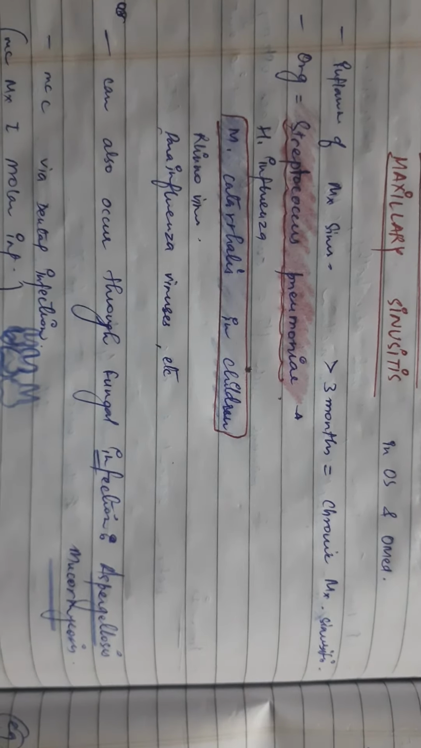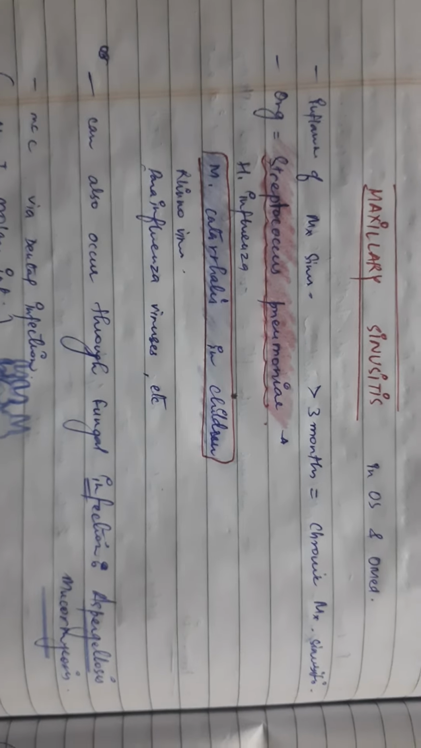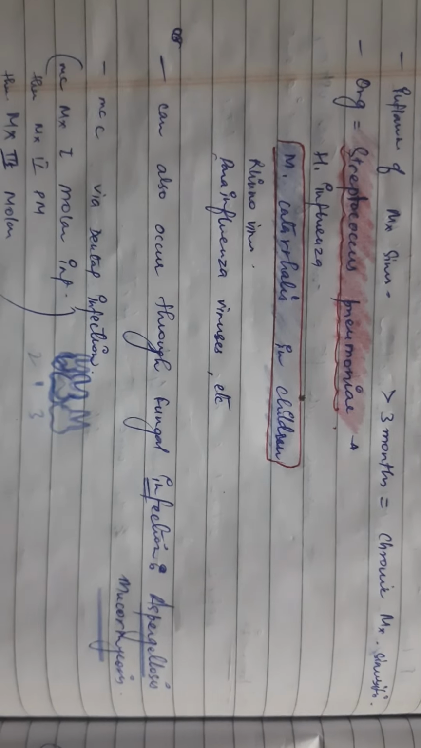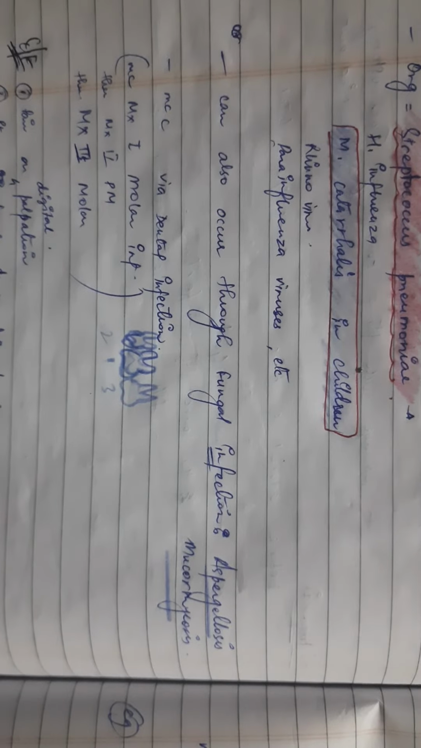The organisms involved are Streptococcus pneumoniae, H. influenzae, and M. catarrhalis. In children it is M. catarrhalis, and in adults Streptococcus pneumoniae is our first preference, along with rhinovirus and parainfluenza virus, etc. It can also occur through fungal infection like aspergillosis and mucormycosis.